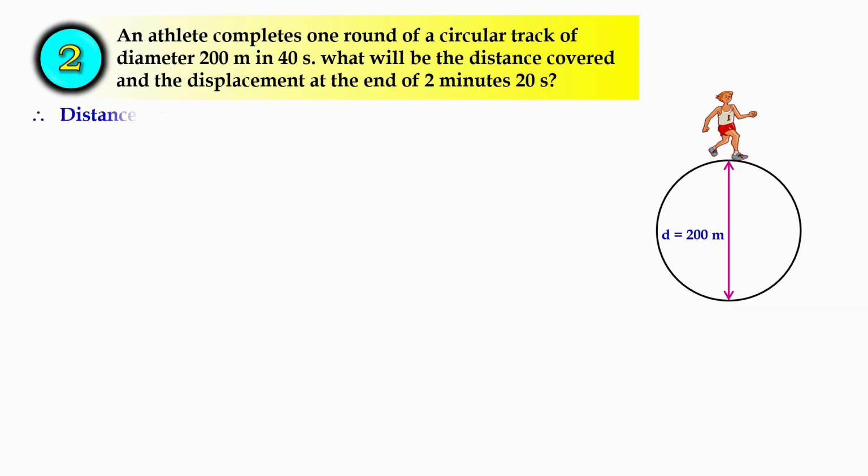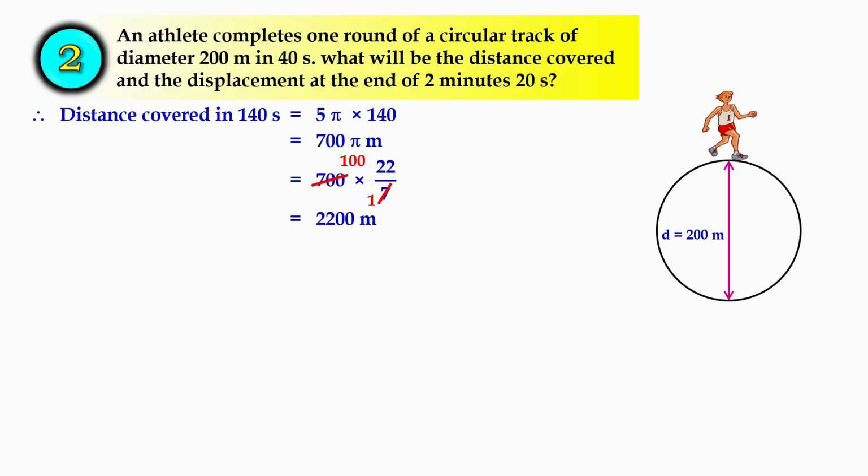Now let us continue solving the problem. We already know that the distance covered in one round is 200 pi meters. First, let us calculate the distance covered in 140 seconds. Distance covered in 1 second is 200 pi divided by 40, which gives 5 pi meters per second. So the distance covered in 140 seconds is 5 pi multiplied by 140. This gives 700 pi meters. Taking the value of pi as 22 divided by 7, the distance becomes 2200 meters.